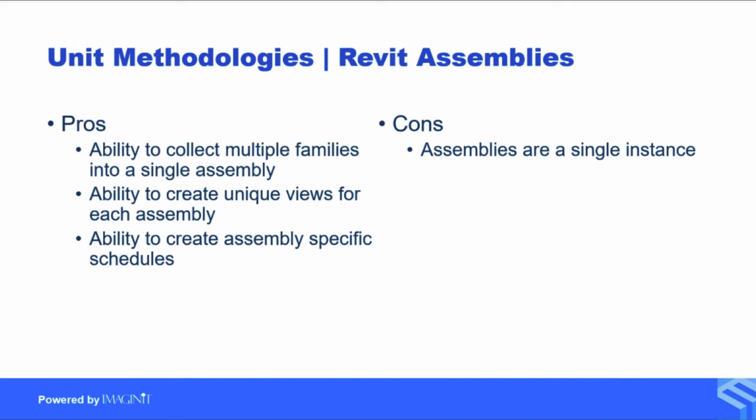The pros being that you're able to quickly and easily collect multiple families into a single assembly. And assemblies do give you the ability to create unique views for that specific assembly, as well as schedules and a sheet. The cons of an assembly, however, are that assemblies are looked at more as a construction assembly versus a unit or a module, if you will. So when you mirror or sometimes rotate an assembly, you can almost break that assembly itself and end up with 2 separate assemblies for the same unit.